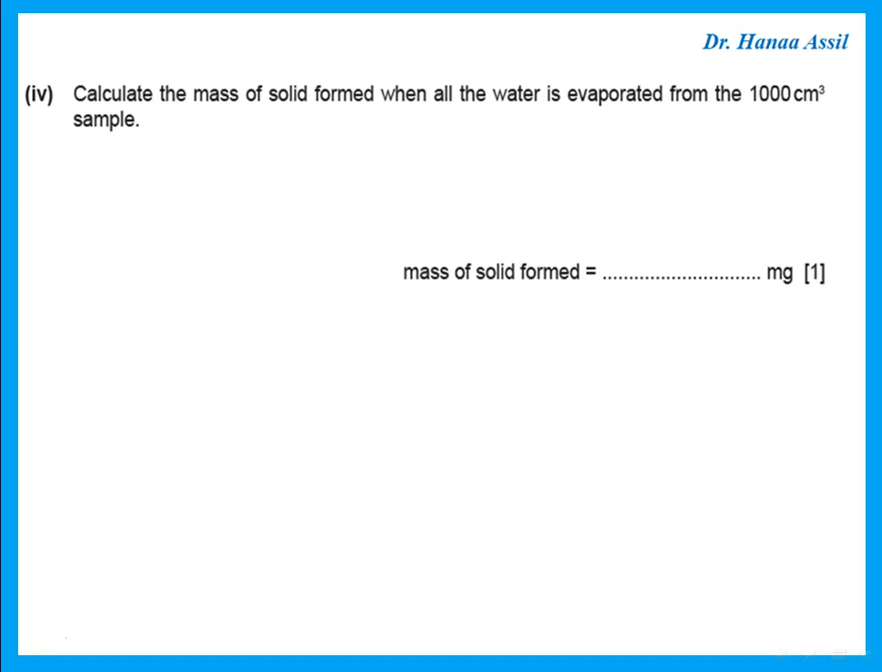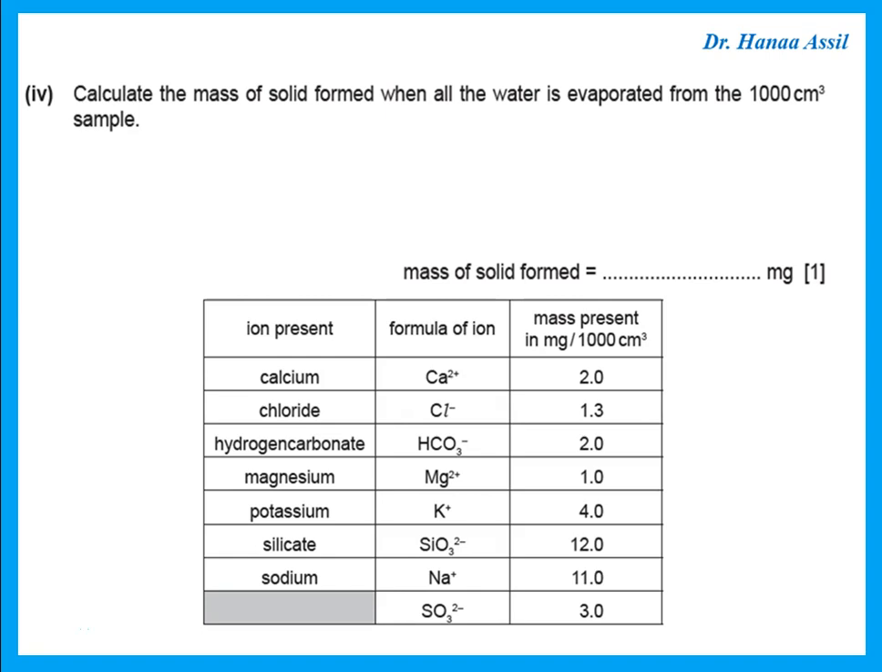Calculate the mass of solid formed when all the water is evaporated from the 1,000 centimeter cubed sample. So these are the solids that are dissolved in the water, calcium ions, chloride ions, and so on. So he wants the total mass of the solid when all the water is evaporated from the solution. Of course, if we evaporate the water, we're left with all these ions. So you're just adding up all of these ions. That is 36.3 milligram when you add all of these milligrams in the 1,000 centimeter cube.